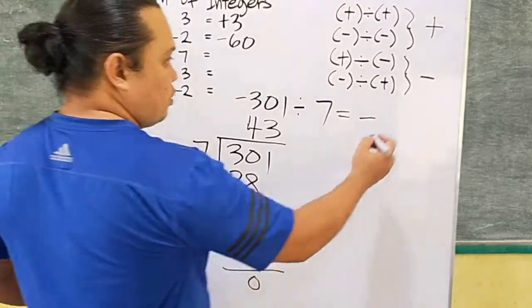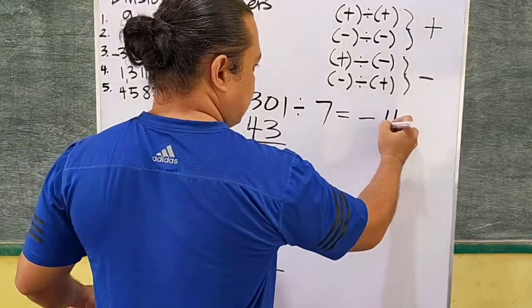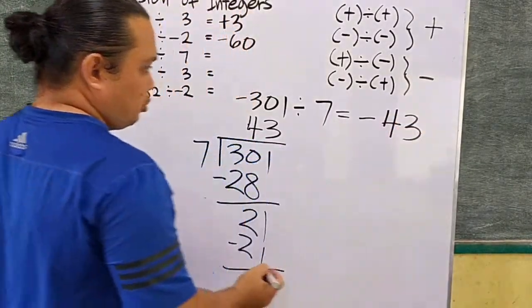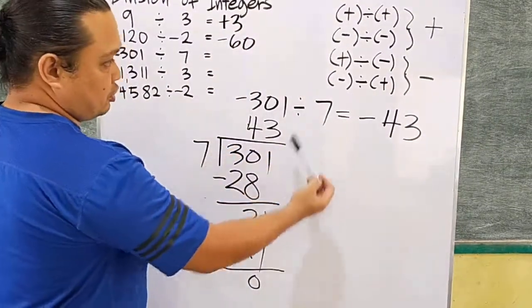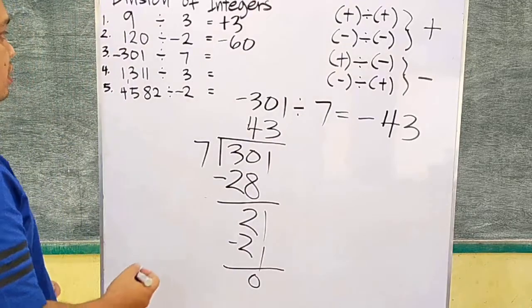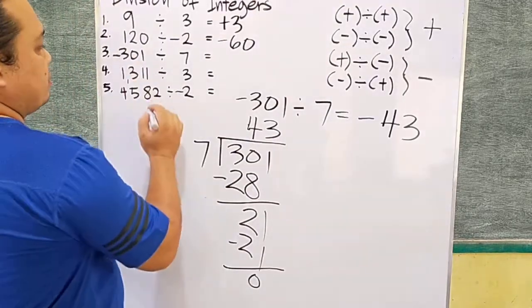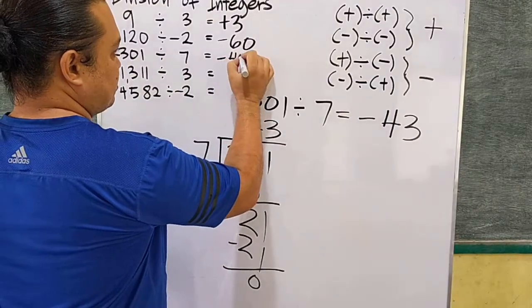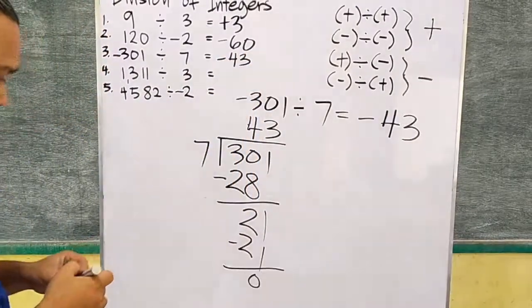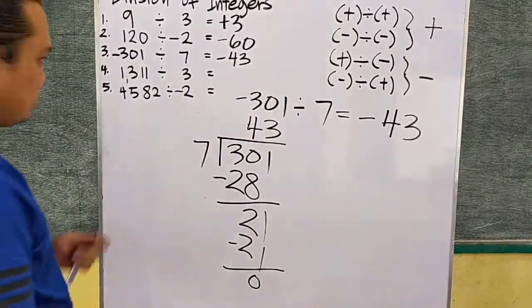So, 43 is a negative quotient. Why? Because we have divided unlike integers. Okay? So, therefore, negative 301 divided by 7 is negative 43. Okay? So, that's how we answer that. Let's answer number 4.